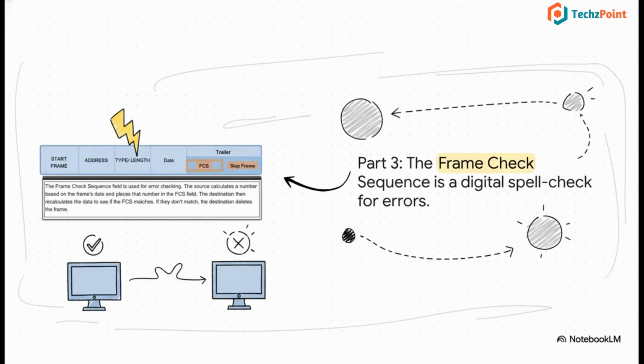And then, at the very end, tucked away in the trailer, we find the frame check sequence, or FCS. What's so cool about this is that it's basically a digital spell check. The device that sends the frame does a quick little math problem on the data and sticks the answer right here. When the frame arrives, the receiving device does the exact same calculation. If the numbers match, perfect, the data's good. If they don't, it means the data got messed up along the way, and that frame just gets thrown out.